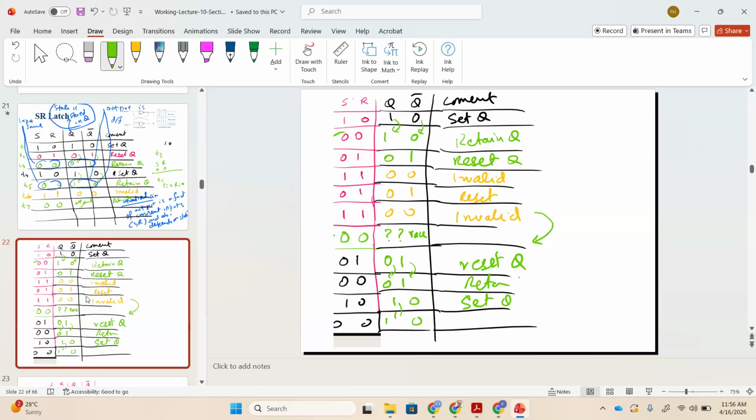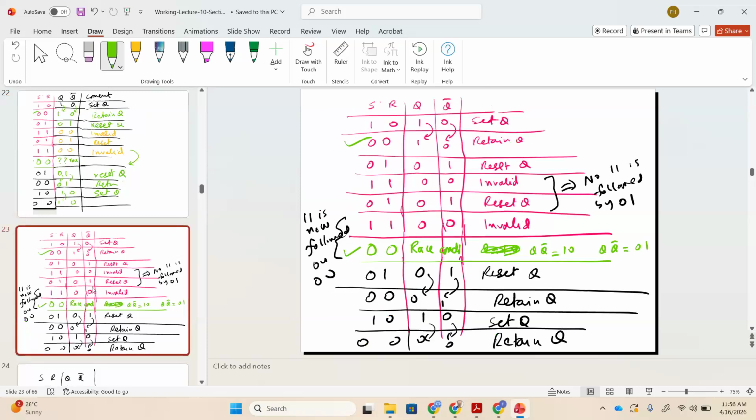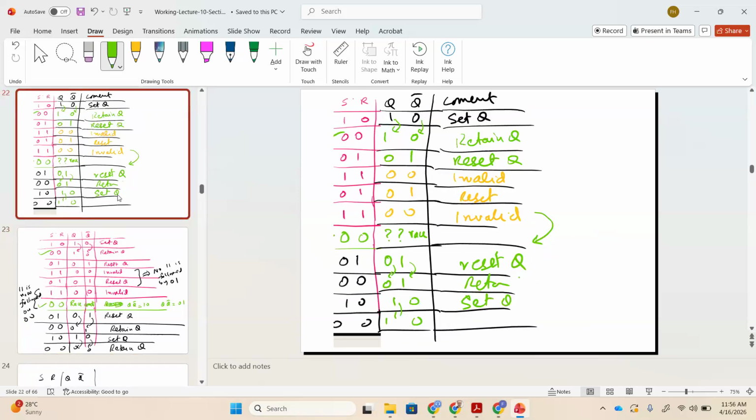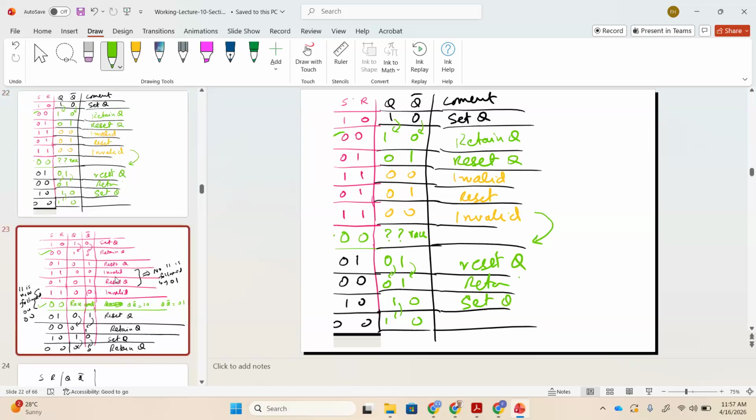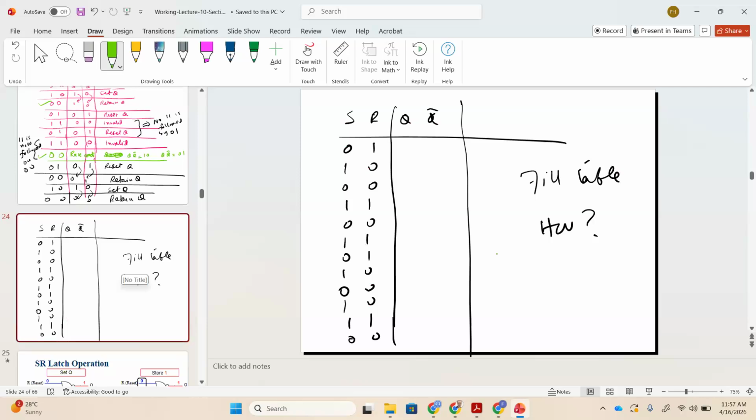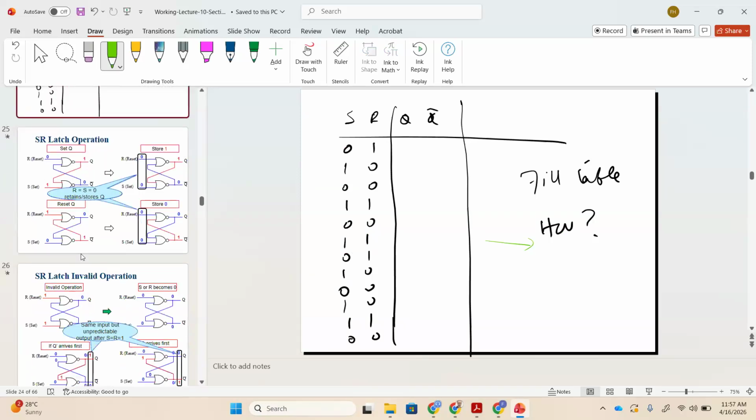Any question? Got it or not got it? And please fill the table. This may be the question in exam. So fill the table. This may be a similar question in exam. So you can then fill the table. Is it clear or not clear?